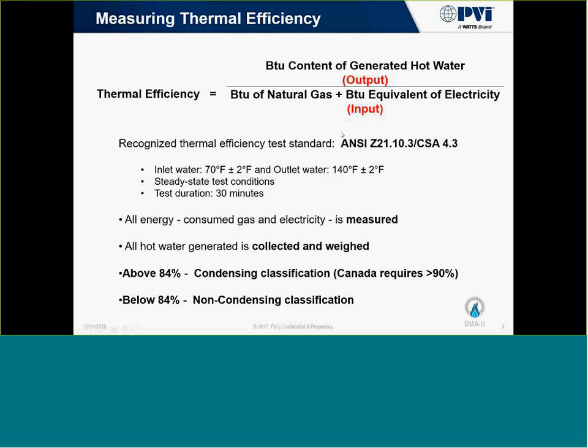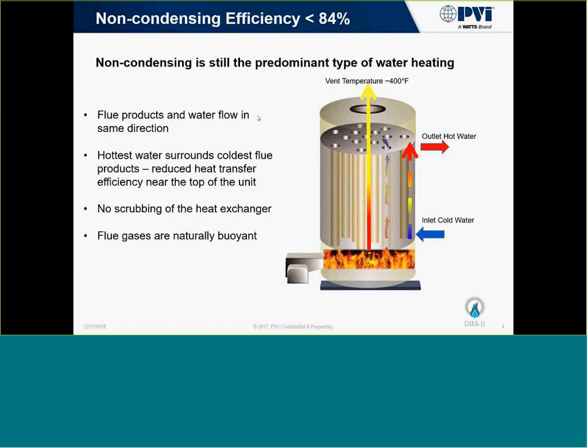So anything above 84% and your efficiency is classified as condensing. Anything below is non-condensing. There are different requirements for other locations like Canada, for instance, which was shown on that slide.